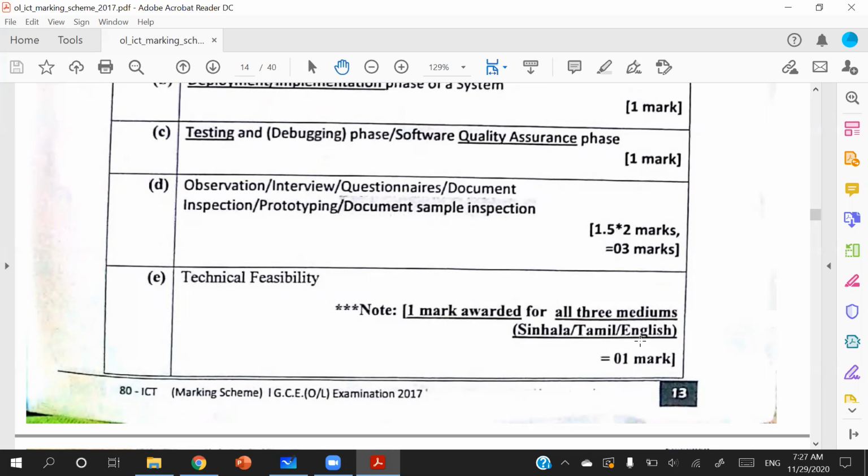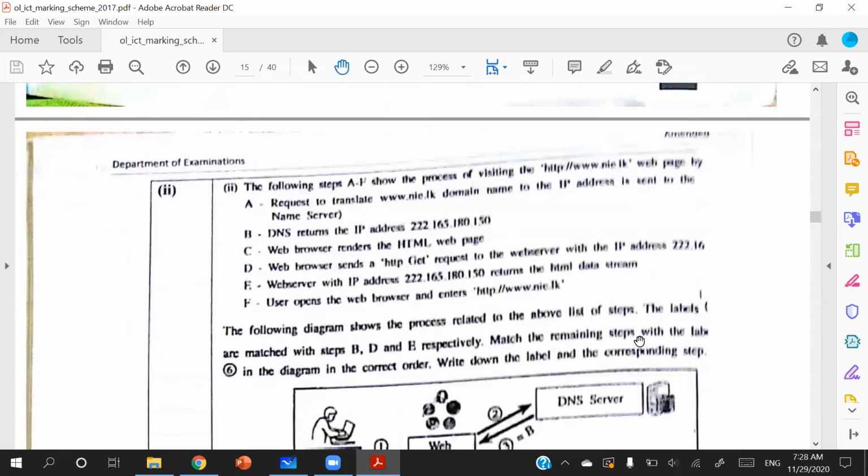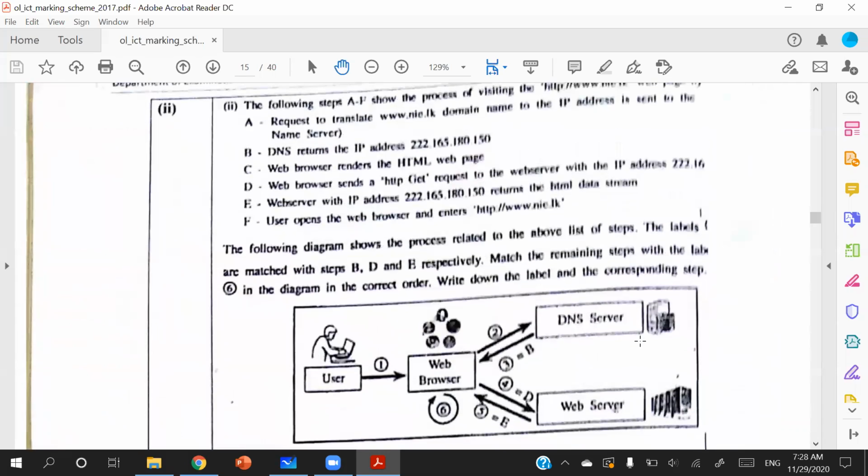And for the E part, the technical feasibility will be the answer, and if you have not mentioned it, it doesn't matter, you can take the marks because in your book there is nothing about the feasibility study, right? All right, so that sums up the sixth question. No, not the sixth question, Samina. It's the second part that is there, right?